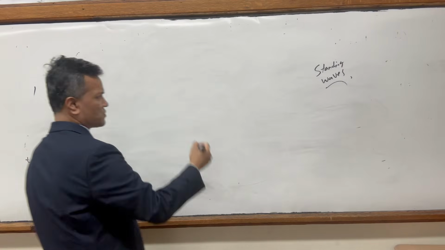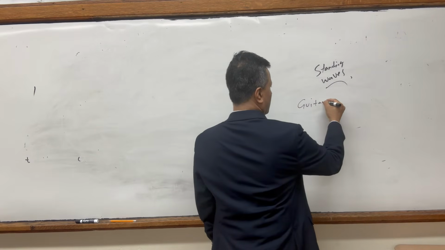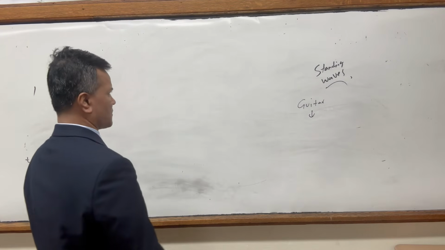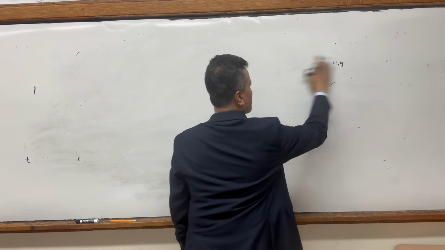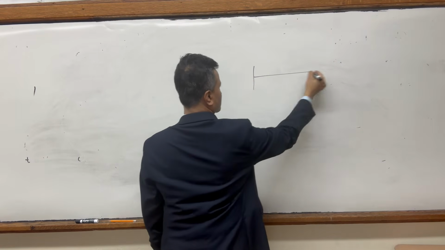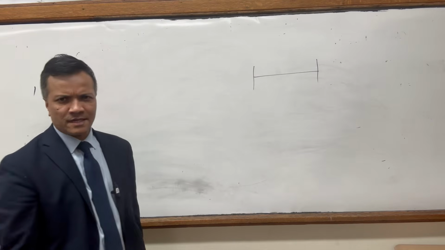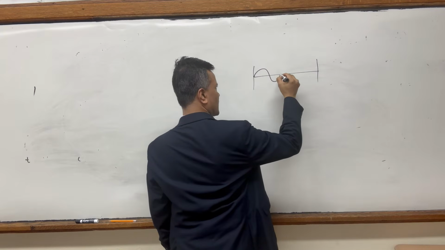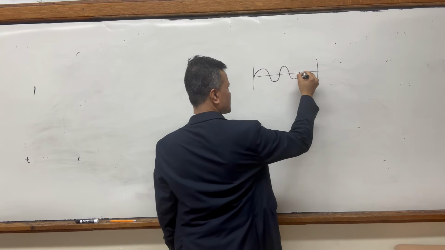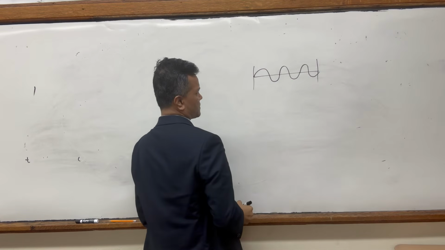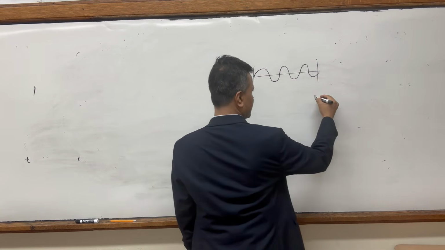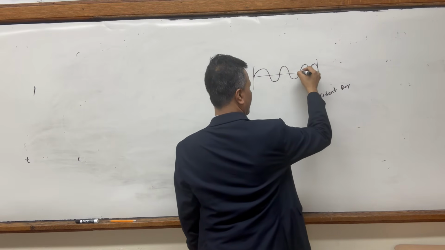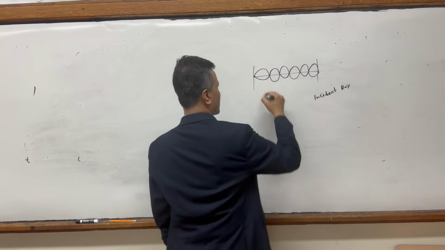So what is the standing wave? You're going to use a guitar. A standing wave is an example of a mechanical wave, and sound is a mechanical wave. So let's say I have a guitar, right? So I have 1 cycle, 2 cycles, 3 cycles. This I'm going to call the incident ray, and this is going to be the reflected ray.